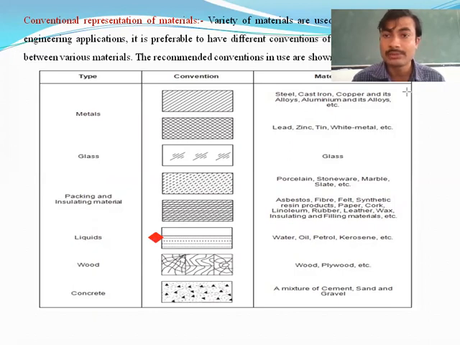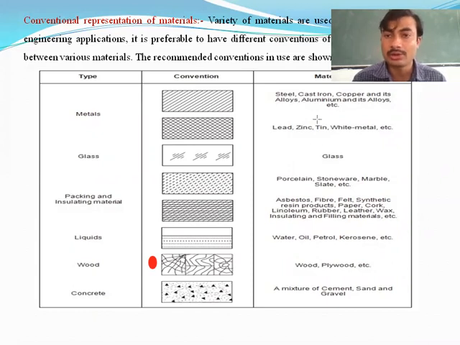The next conventional representation is, dear students, if it is made up of any wood material, either wood or plywood, etc. I'm going to indicate that by the ellipse shape. Here you are going to see it now. So this is the wood or plywood conventional representation.